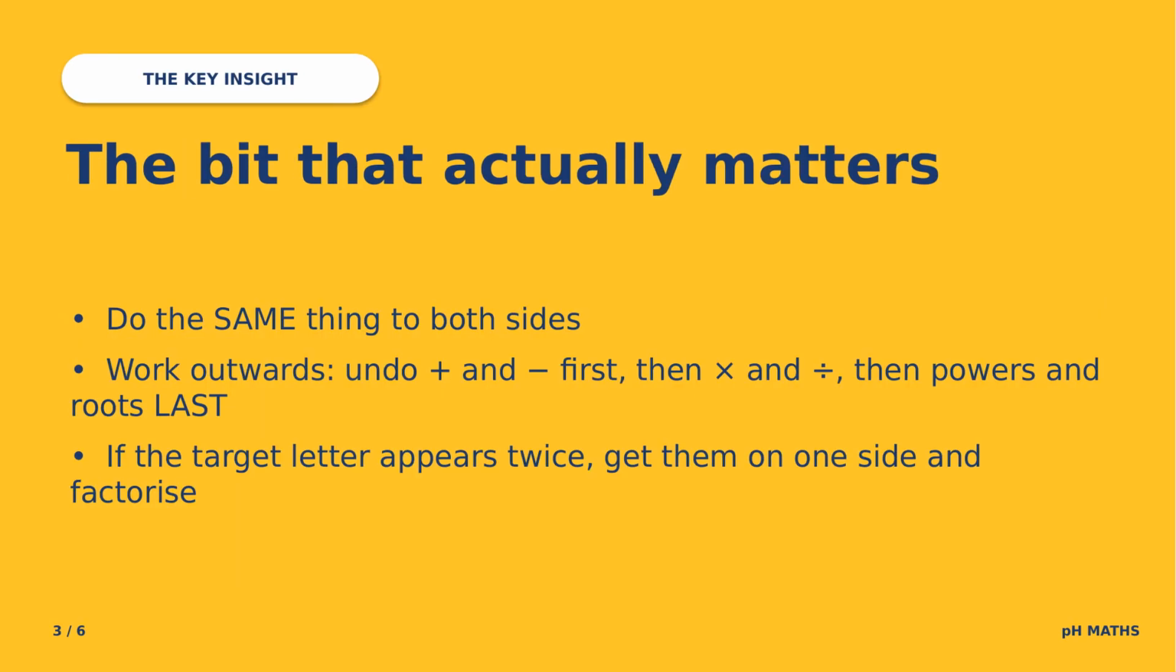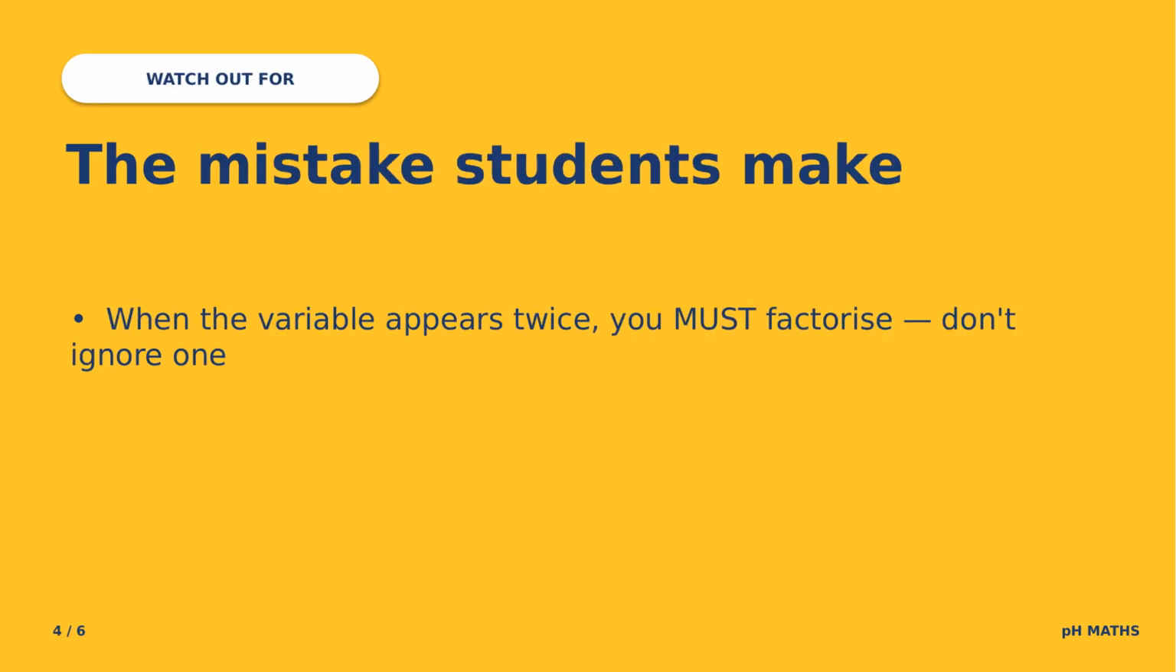Method. Do the same thing to both sides and work outwards. Undo plus and minus first, then times and divide, then powers and roots last. Reverse order of operations. Strip off the outer layers before you get to the inner ones. And if the target letter appears twice, get them both on the same side and factorise out.